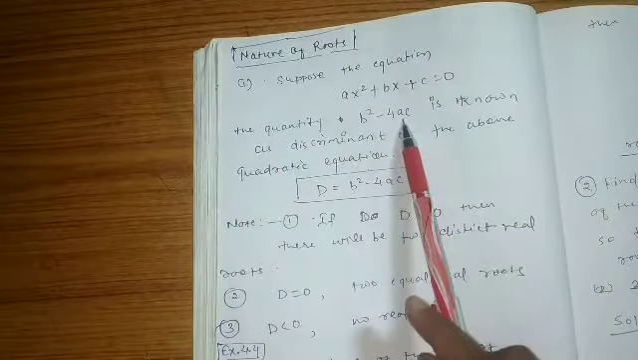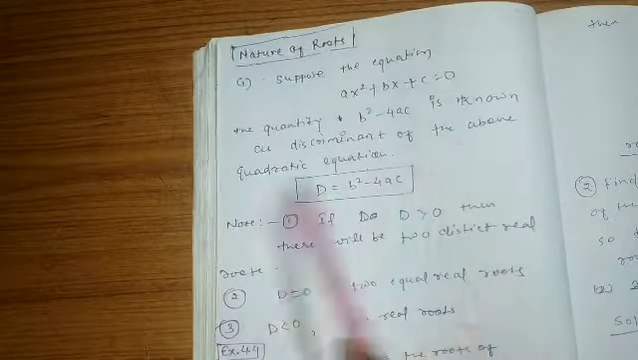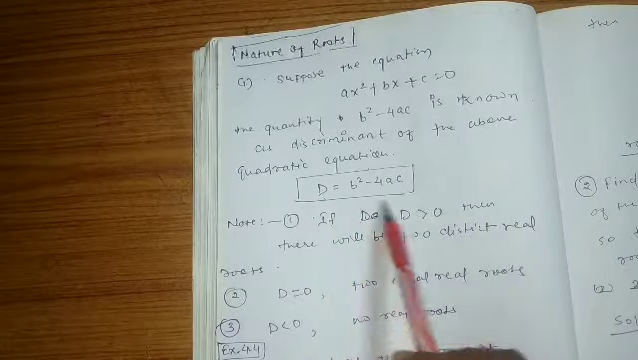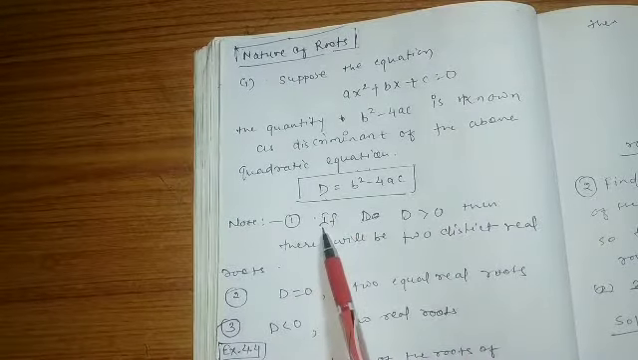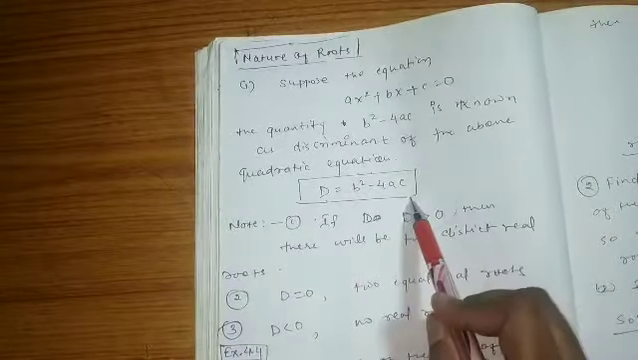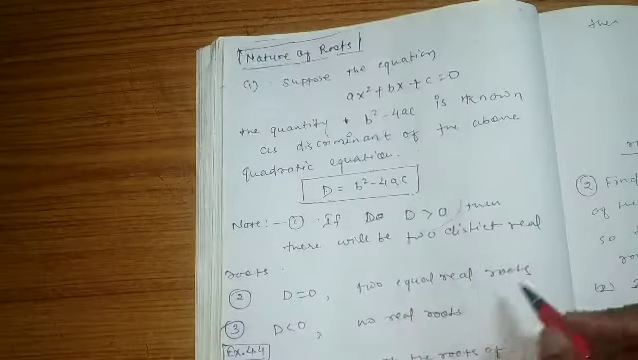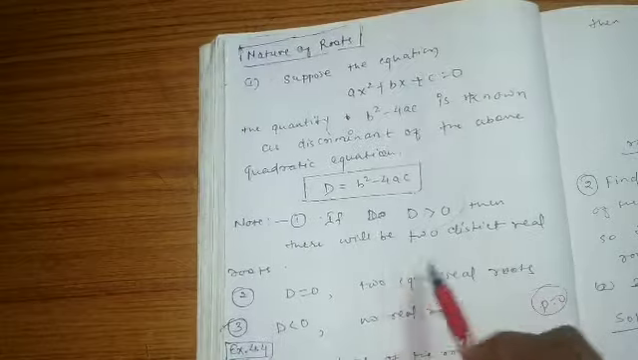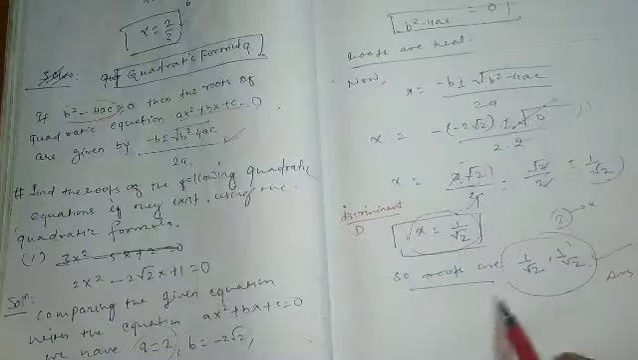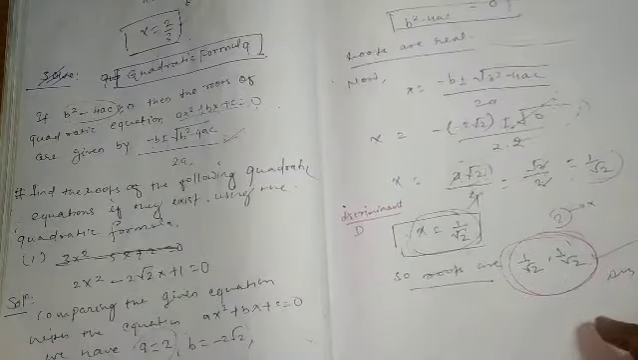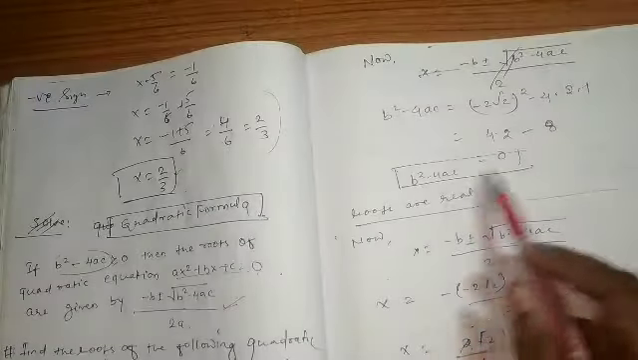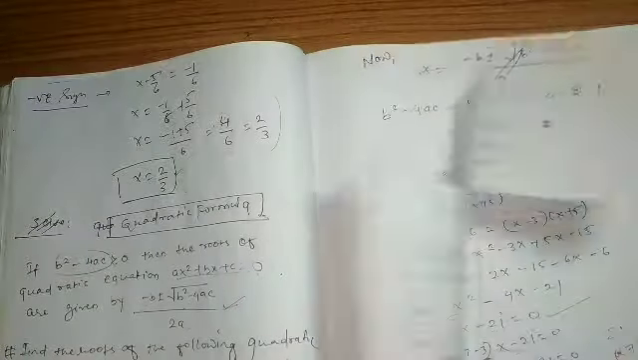The quantity b square minus 4ac is known as the discriminant of the above quadratic equation. I have already told you, and it is denoted by D, that is b square minus 4ac. Note 1: if D is greater than 0, that means this value of D is greater than 0. In the previous question, the value of D was equal to 0, so the roots were the same. See, in this particular question, the roots were the same because the value of D, that is this quantity b square minus 4ac, was 0.